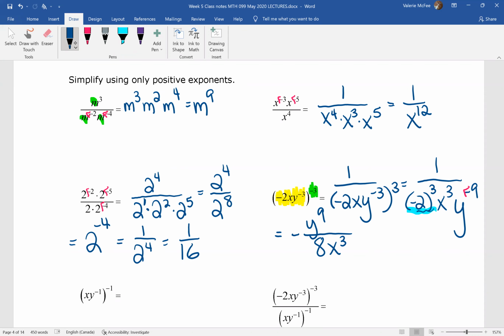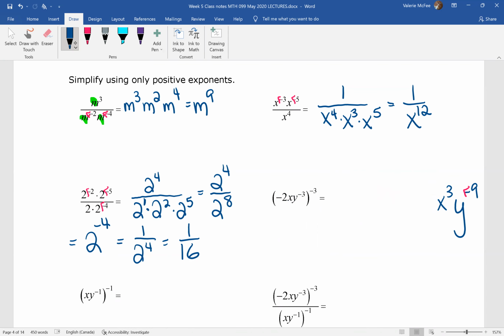That was one way to think about this question. If you need to see that again, rewind the video and watch. I want to talk about a second way to think about it. The second way is to apply that power of a product rule first. That tells me that the negative 3 applies to every factor inside the brackets.